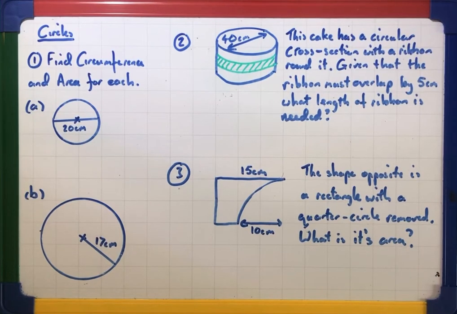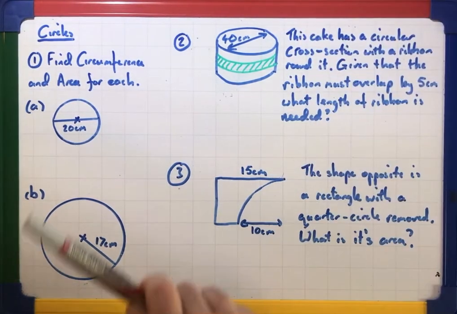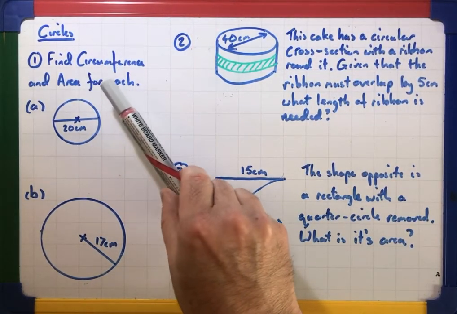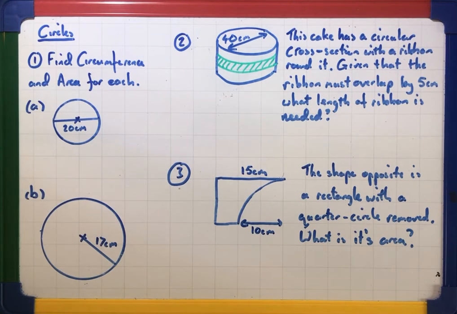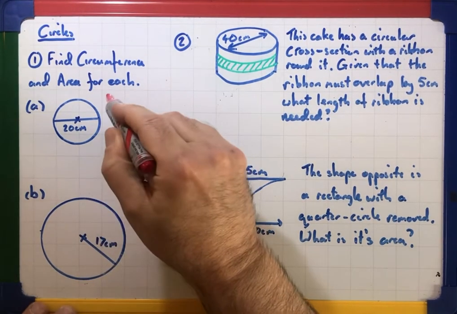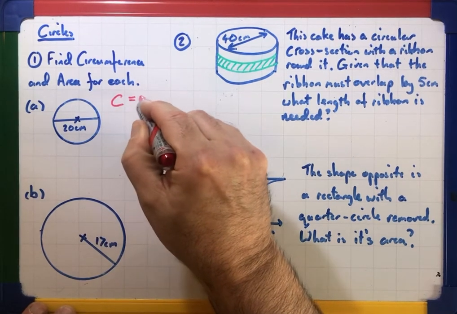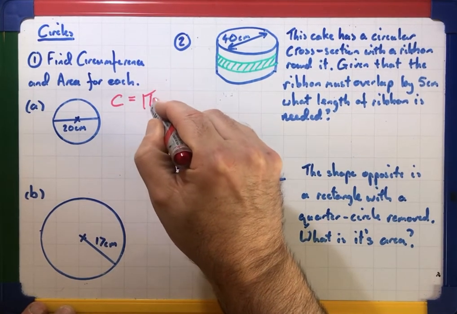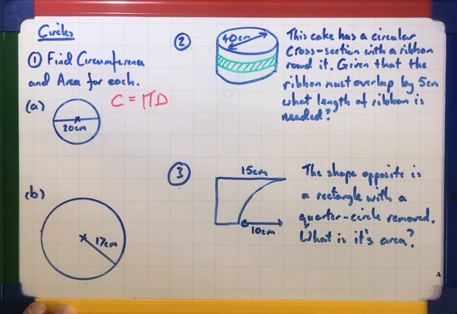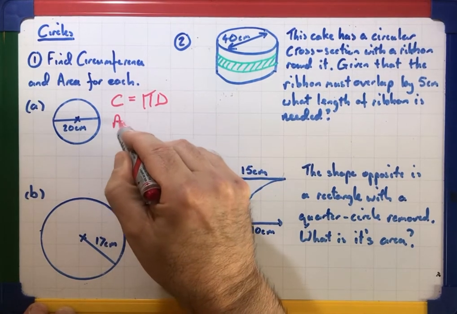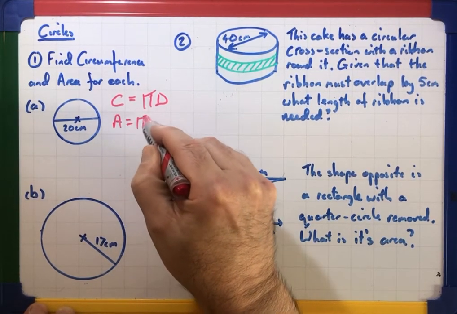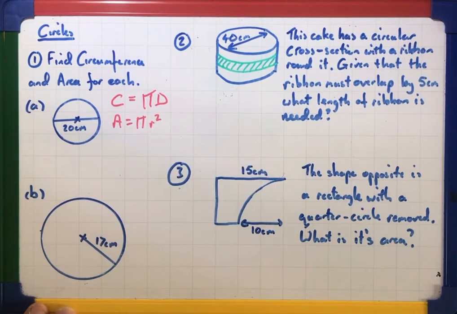In today's video, we're going to have a look at circles. So I've got three different questions here to have a look at. The first one is just asking me to find the circumference and area for each. Okay? Just to remind you, remember the circumference is pi d, pi times the diameter, and the area is pi times r squared, the radius squared.